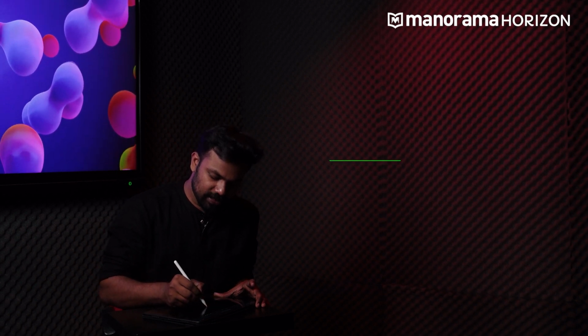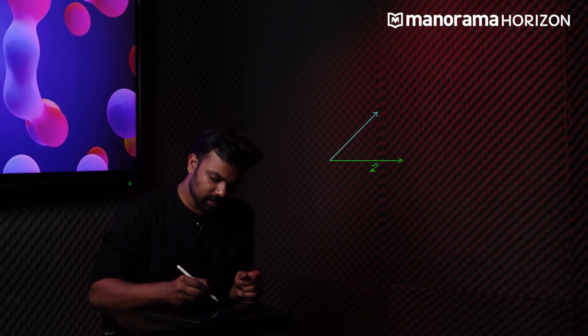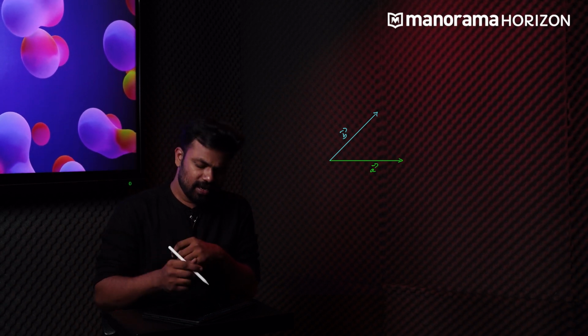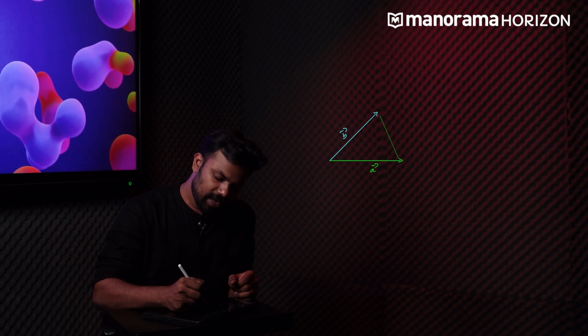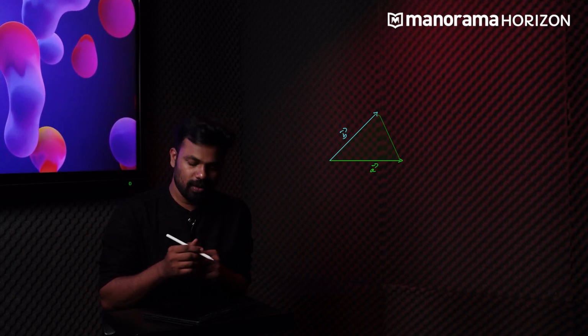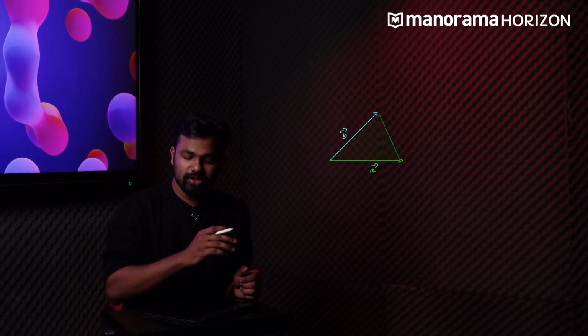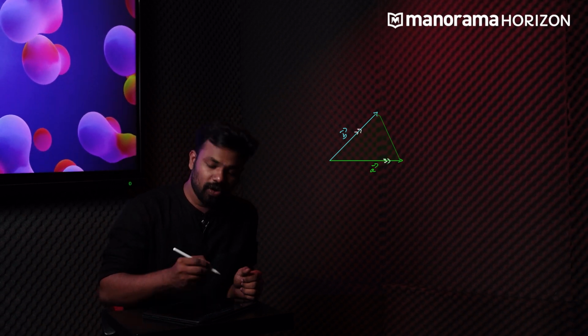So if I have two vectors, a vector A represented like this, and there is another vector B that is a co-initial vector, you can see there is a vector B. If I enclose this whole thing by another line, will I get a triangle? Yes, because you can see that it is a three-sided closed figure, that is a triangle. Now look here, this is the direction of A, this is where A is going, and this is the direction of B.